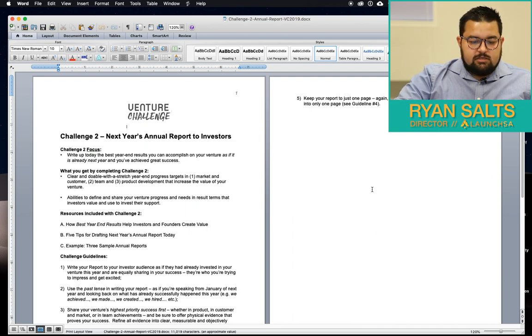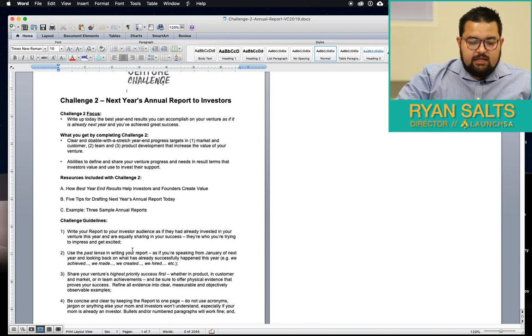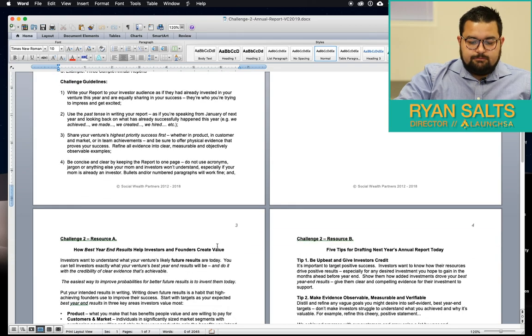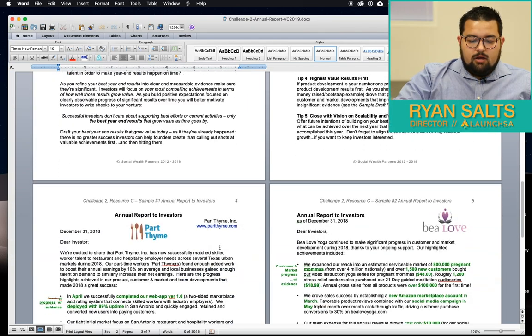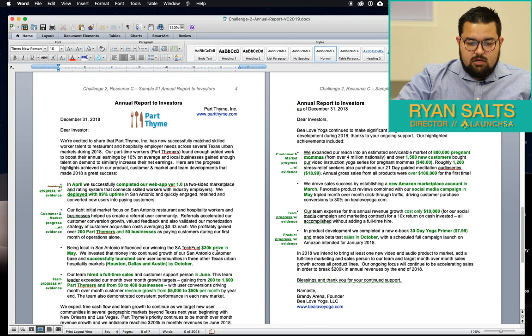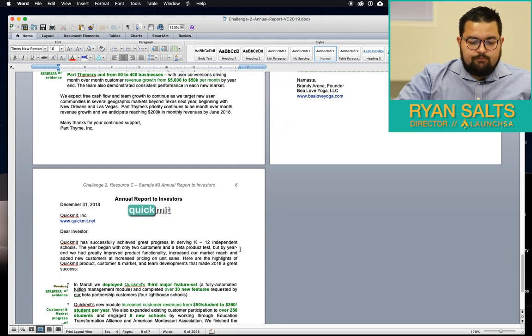Once it opens up, you'll see something pretty similar to this. Again, it's a few multiple pages, so it goes back down to about 7 pages at this point. There, again, are a lot of different guidelines in here. I encourage you to take a look at them, but for the purposes of the video, I'm going to focus in on the example. As we move forward, I want you to see that this is the only challenge that's going to have multiple examples. So we have part-time, we have bail of, and we also have quick mit.